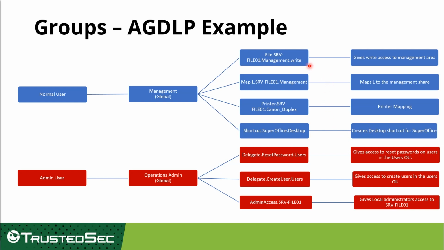Another example here is a membership in the group file srv file01 management.write. On the file server, this domain local group is defined to give write access to a management area. So this makes it really easy to manage over time, because when you add users, you just add them to the global group for that role, and all the other things are added automatically as part of that membership.